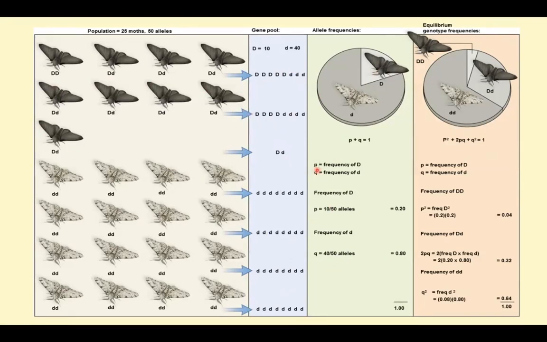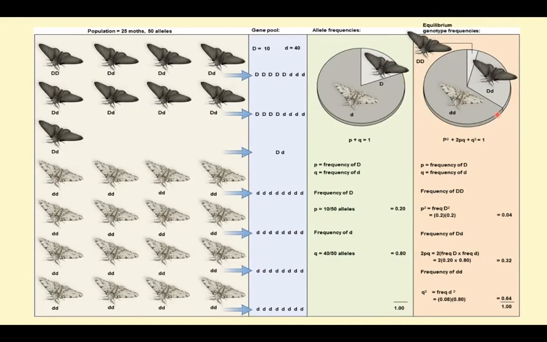So P is dominant, which is frequency of D besar. Q is recessive. P plus Q equals to 1. So P is dominant, Q is recessive. So frequency of D besar, when you count all this later, D besar ada 10. So 10 per 50 alleles, you get 0.2. And for recessive, 40/50 alleles, you get 0.8. So total must equal to 1. Okay, this is allelic frequency.